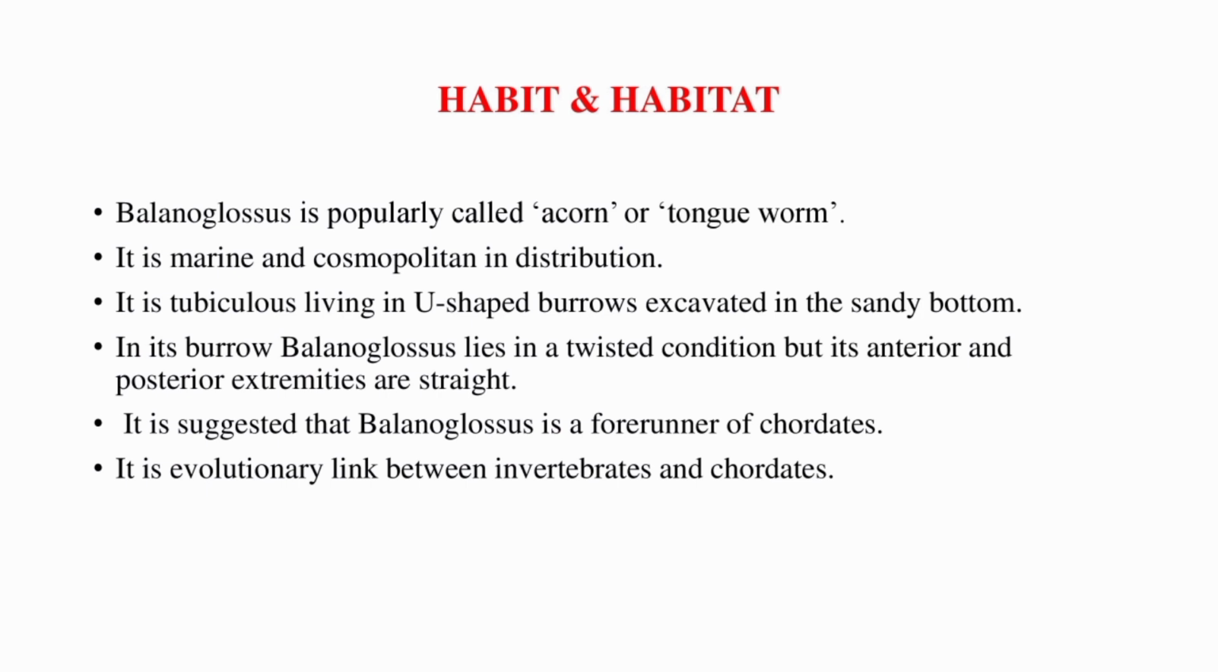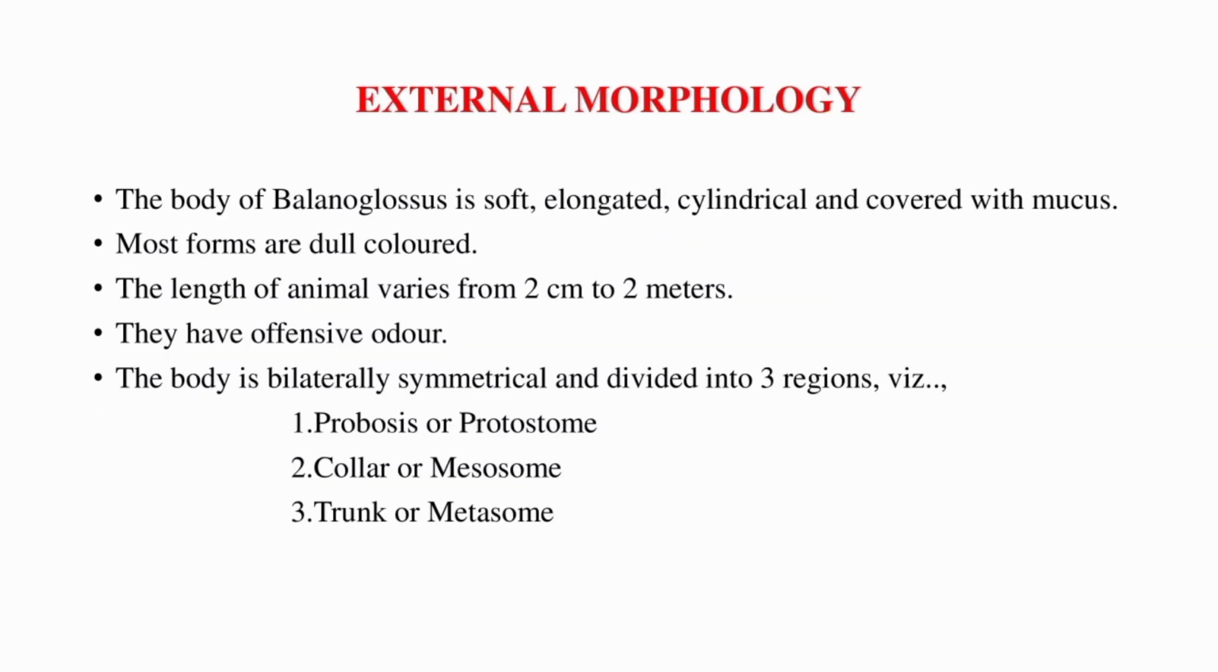Balanoglossus is popularly called acorn or tongueworm. It is marine and cosmopolitan in distribution. It is tubicolous, living in U-shaped burrows excavated in the sandy bottom. In its burrow, Balanoglossus lies in a twisted condition, but its anterior and posterior extremities are straight. It is suggested that Balanoglossus is a forerunner of chordates. It is an evolutionary link between invertebrates and chordates.